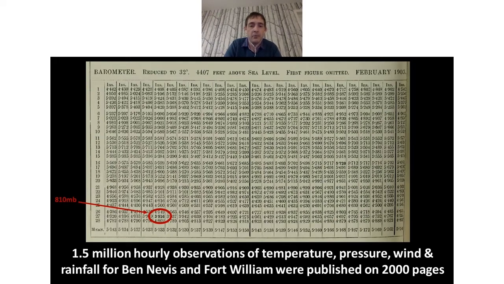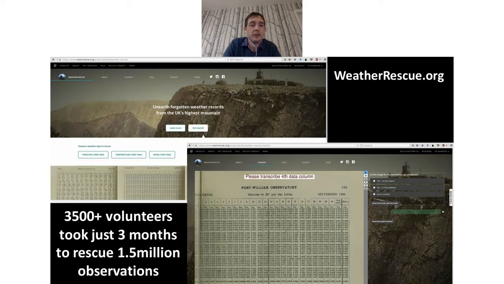And that is where our amazing volunteers came in. A couple of years ago, we launched a project called Weather Rescue, where we put all of these 2,000 pages on a website, and we asked for volunteers to come and help us transcribe those observations from the pages into digital data. There are 1.5 million observations on these 2,000 pages, and 3,500 volunteers stepped forward to help us out. And in just 3 months, we had completed all and rescued all 1.5 million observations, which is an amazing achievement at the time.